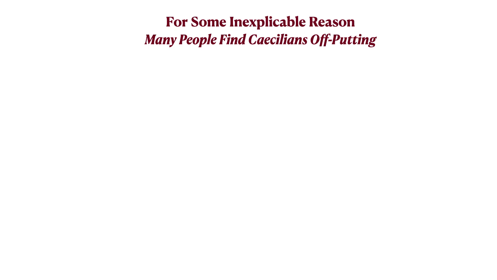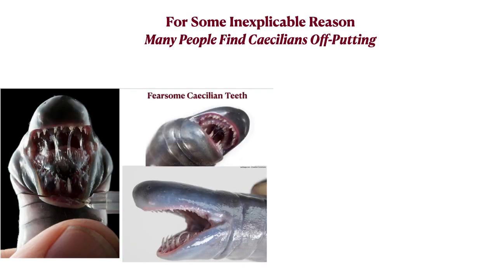And why is this? Well, there are many different kinds of Sicilians. They have very different looks. Some look sort of like eels and are aquatic, but many Sicilians look more like this. They're blind. They're soil predators eating earthworms and various soil invertebrates, and they have relatively fearsome teeth. So I've shown these pictures to many people, and they're almost all horrified.